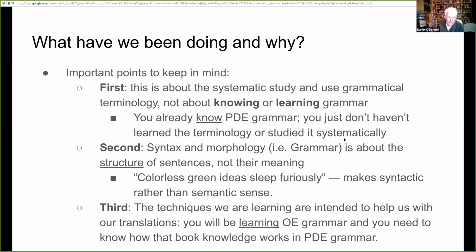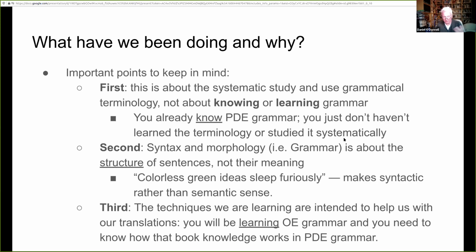And second, and this is something we've been really emphasizing, syntax and morphology, that is to say grammar, is about the structure of sentences. It's not about their meaning. There's this famous sentence from Chomsky, colorless green ideas sleep furiously, which he uses to show that the sentence, if you stop and think about it for a second, doesn't really make a lot of sense, and yet it does make sense. It makes sense grammatically and syntactically, but from a semantic perspective, it's hard to imagine what a colorless green idea is. It's also hard to imagine how you could sleep furiously, and how an idea could sleep furiously.